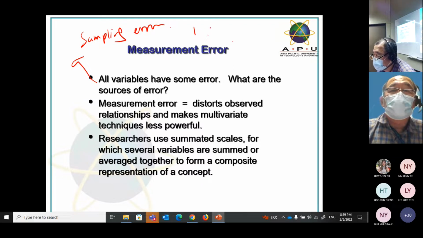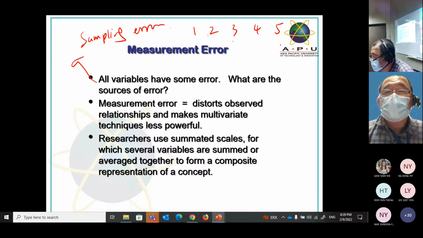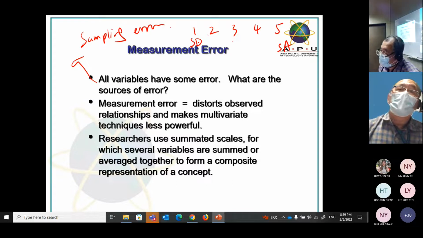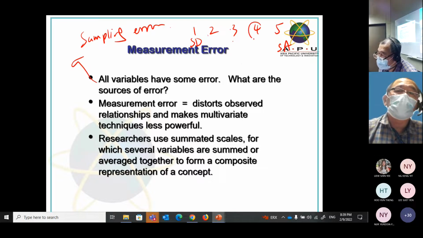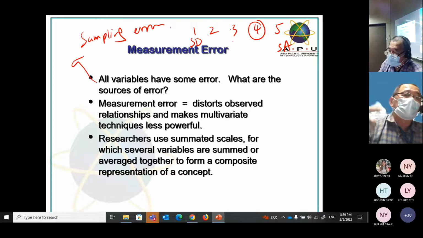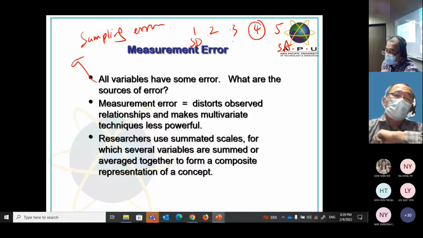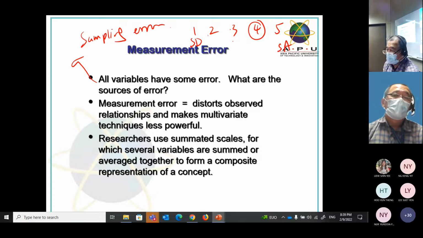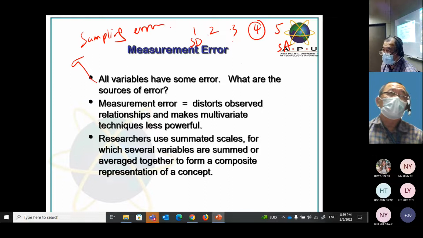1, 2, 3, 4 or 5. Do you feel satisfied with your supervisor? Here is strongly agree, here strongly disagree. So maybe the person doesn't like the supervisor, but just fills in 4. That is possible in your life. Therefore, sampling error can come from this case. This is one of the examples.